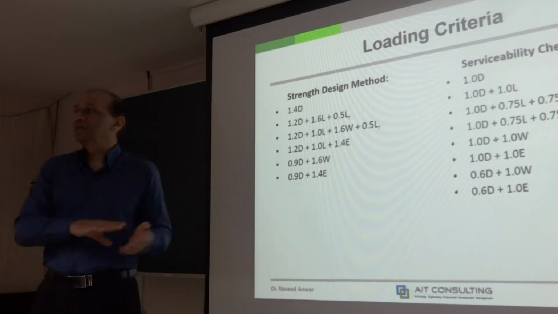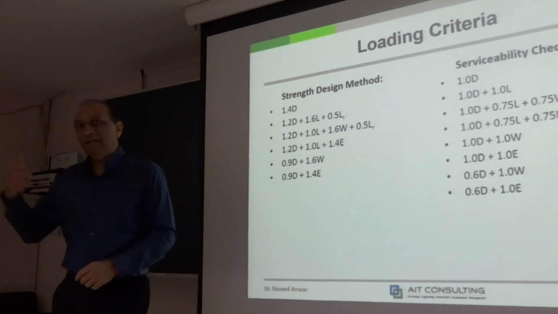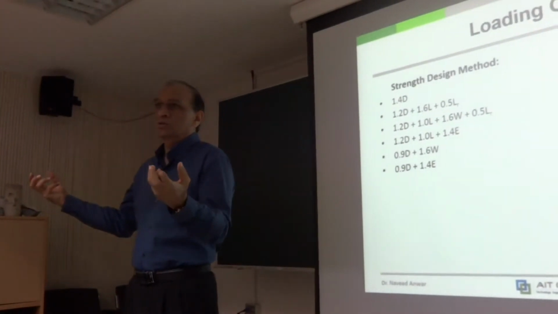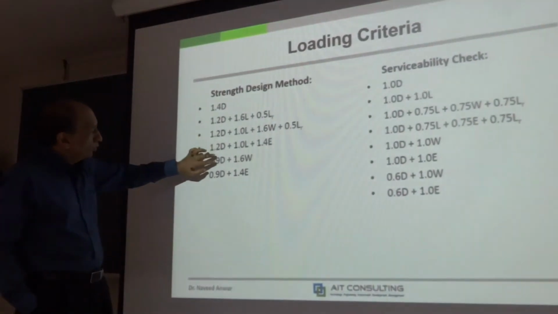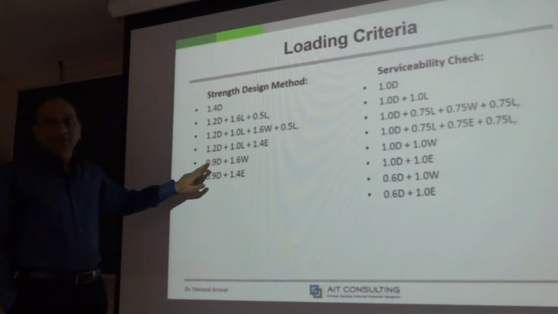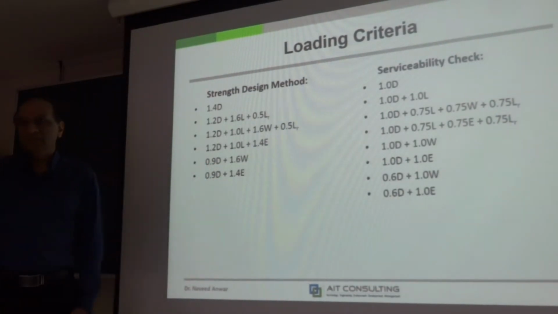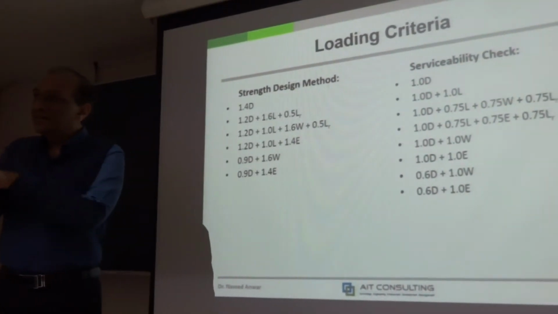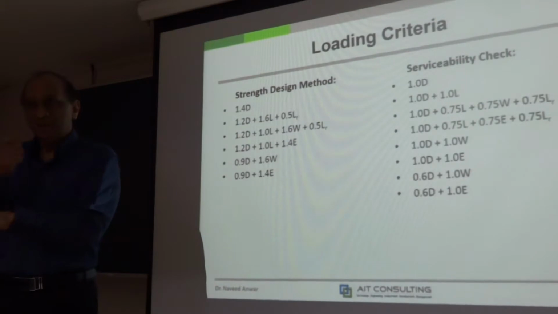We don't want to worry about the load factors. We want to remove all load factors completely and deal with real loading, real capacity, no load factors, so that there is no debate on these factors. And then you can see some are more, some are less. Sometimes we increase the loading, sometimes we reduce the loading. This is especially true for 0.9D plus 1.6 wind, because of the upward effect of the wind. So we want to underestimate the dead load and overestimate the upward wind, like in steel structures.